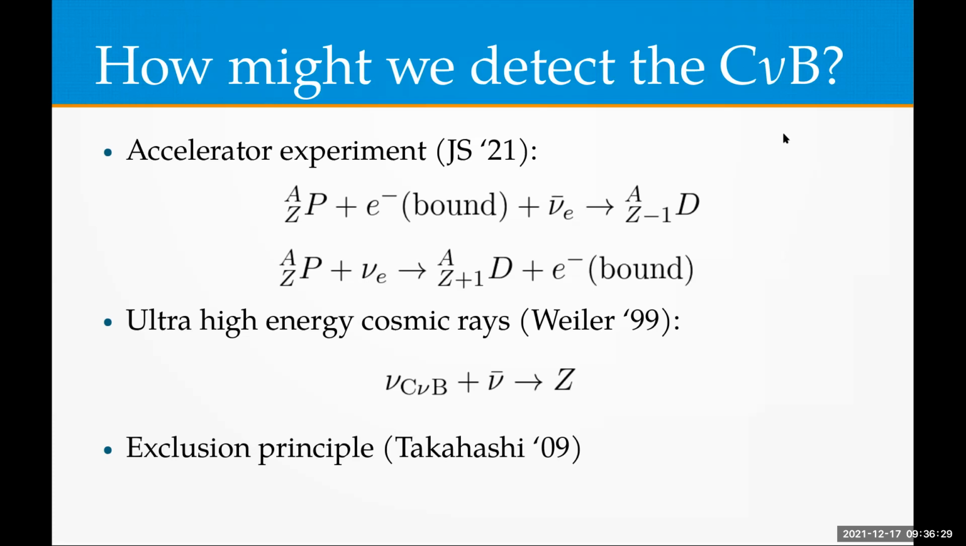So what you would do is you'd look at the decay spectrum of things, and then you basically see an absence of low energy neutrinos from them.